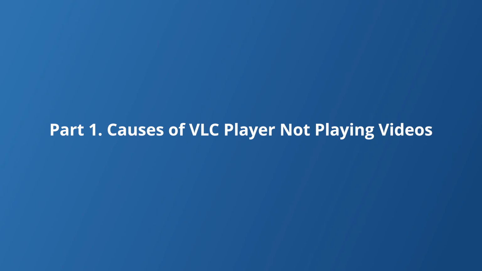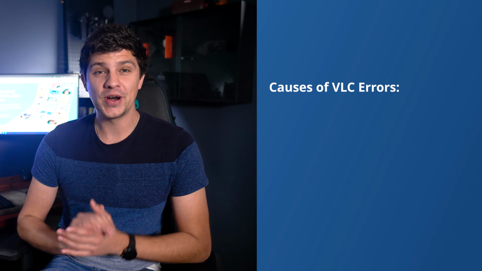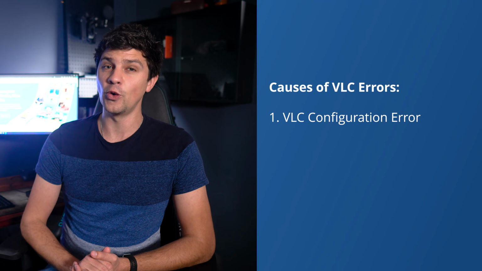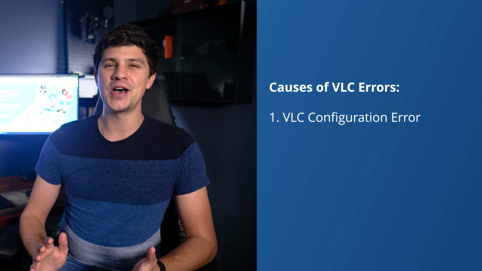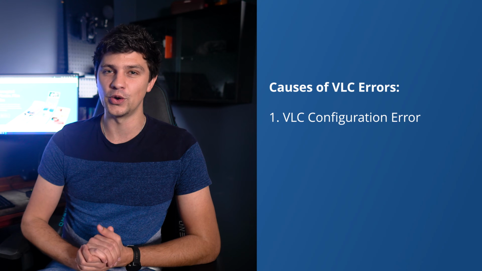Okay, let's dive into the causes of VLC player not working. A VLC error can happen due to a number of different reasons, and the most obvious symptom of VLC not playing videos is a black screen instead of your video footage. Firstly, the most common reason for a VLC error is a problem with the VLC media player itself or its coding scheme. Sometimes, if the video settings are not configured correctly, they can lead to VLC not working.